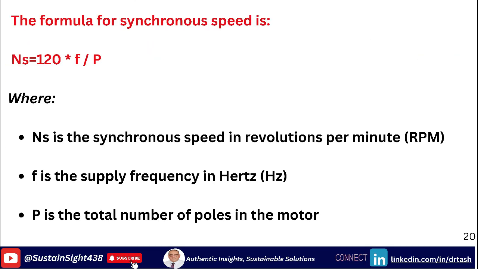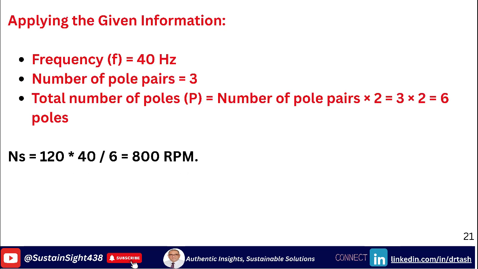The synchronous speed is determined by the frequency of the power supply and the total number of poles in the motor. The formula is straightforward. Synchronous speed equals 120 times the frequency in Hertz, divided by the total number of poles. Let's apply the information from our problem to the formula.